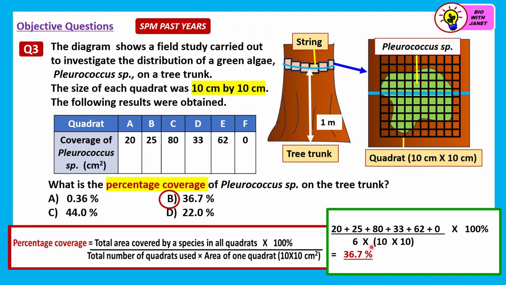Then this is multiplied by the area of one quadrat, as we know from here, is 10 by 10, so it's 100 cm squared. Okay, so then multiplied by 100%. Okay, so coverage is in cm squared also. Now the answer is 36.7%. Okay, calculate, use your calculator.